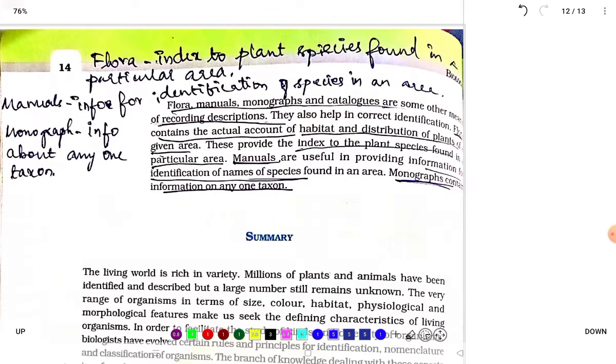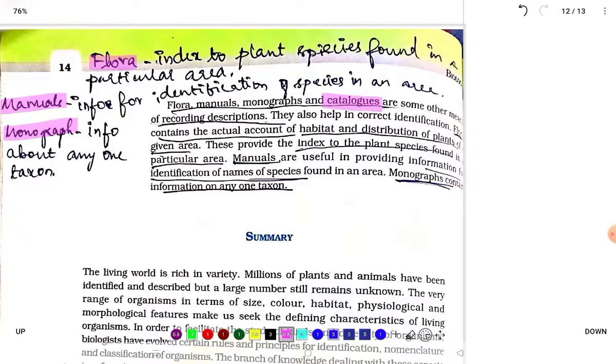And there are some other means of recording descriptions, that is flora, manuals, monographs, and catalogs. Catalog, I hope you all know. First we will see about flora. Flora is an index to plant species found in a particular area. That is, it gives information about the plant species in a particular area. Manuals give information for identification of a species in an area. In case of flora, it gives an index to plant species found in a particular area.